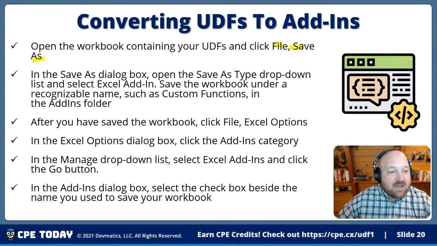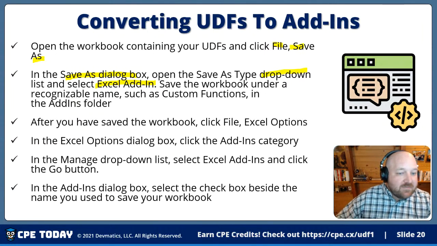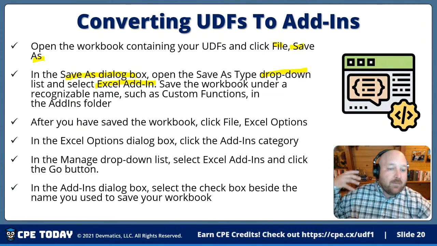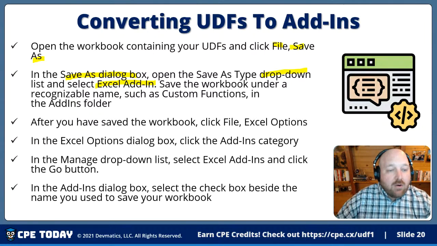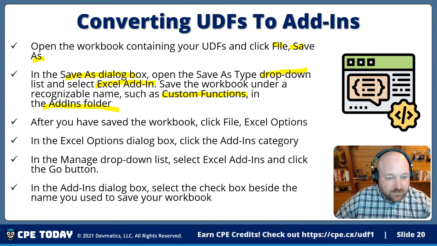Okay, the traditional Save As dialog box is going to pop up. You're going to drop it down, and you're going to choose the option Excel Add-in. And you're going to save that under a recognizable name, custom functions, Devmatics functions, your company name functions. And you notice when you change this to the Excel Add-in type, a new folder is going to pop up for it. It's going to be called the Add-ins folder, and you'll see it's in your directory.